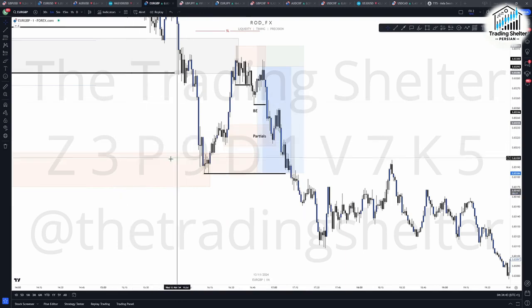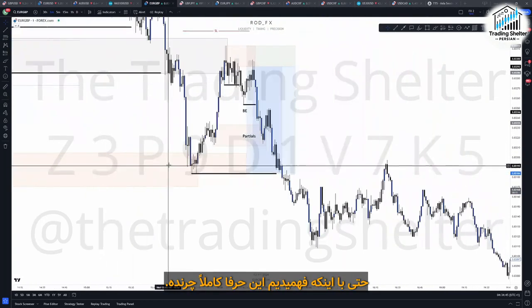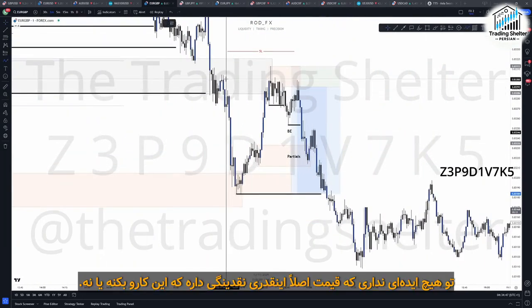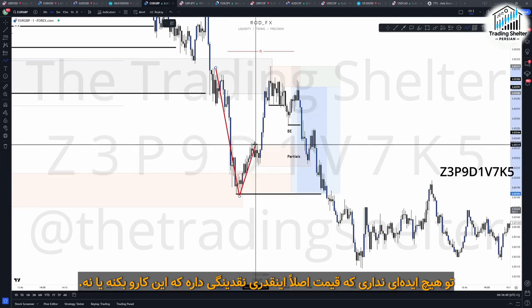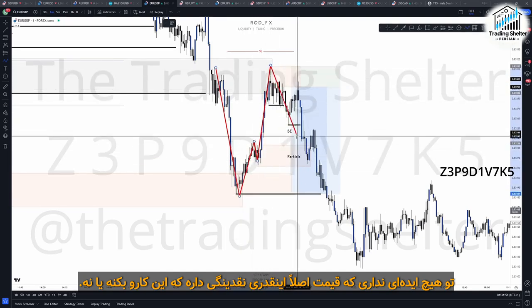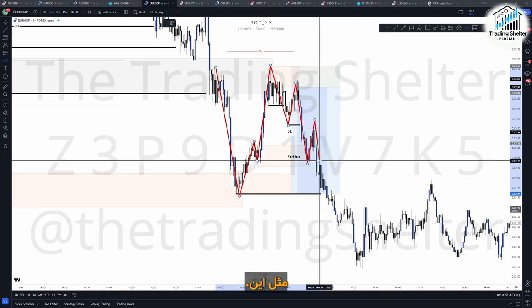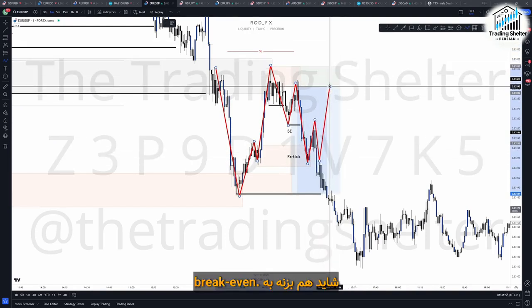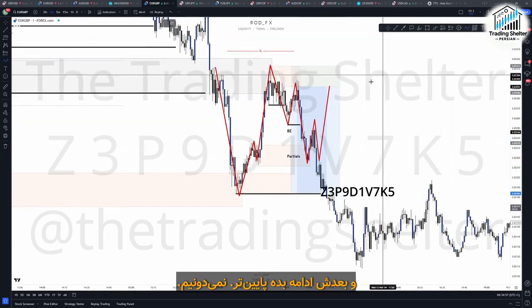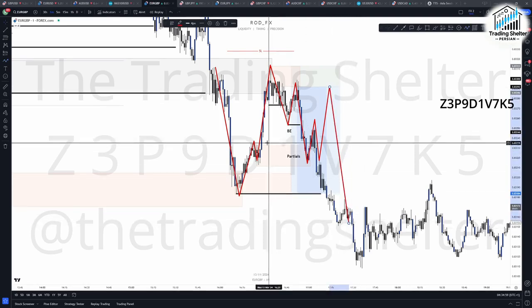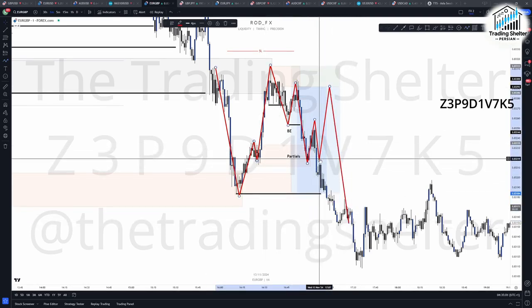Even though we identify that this is completely wrong, you have no idea if price will have enough liquidity to do this, like this, and maybe go break even, and then to continue lower, we don't know. Even though the idea is good, take your damn partials.